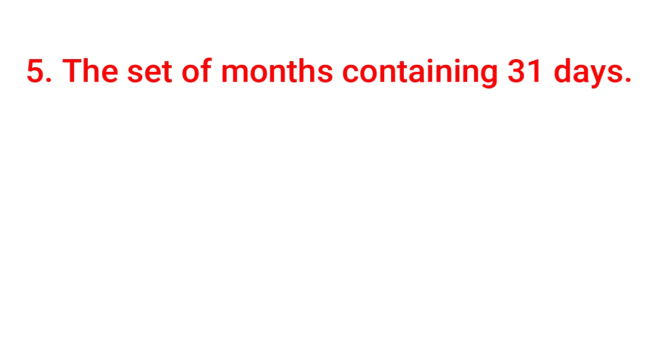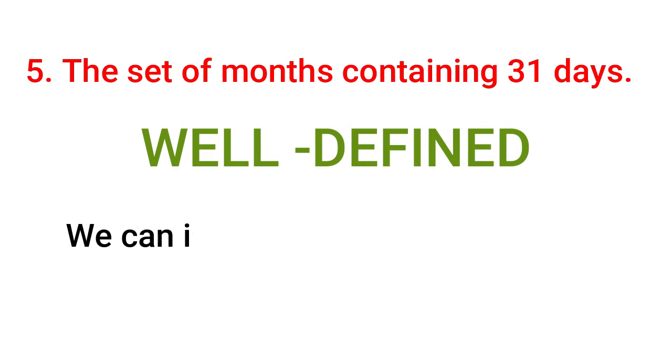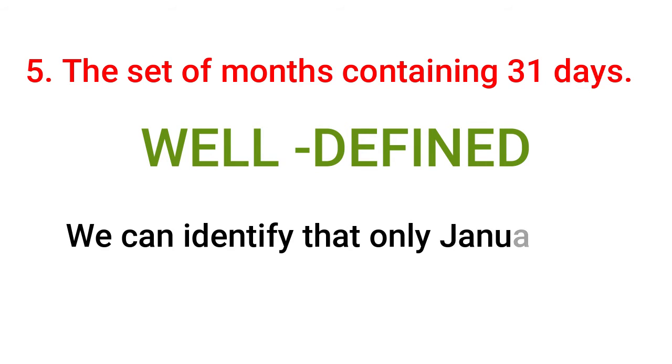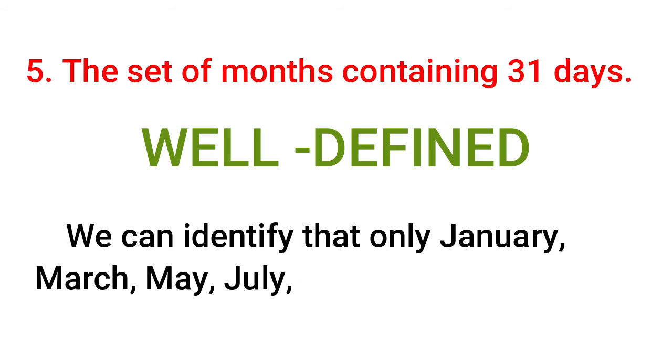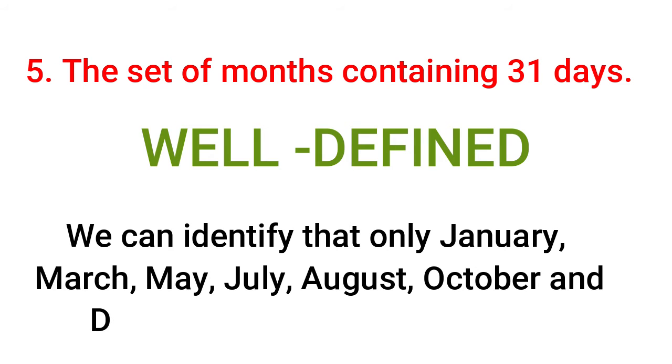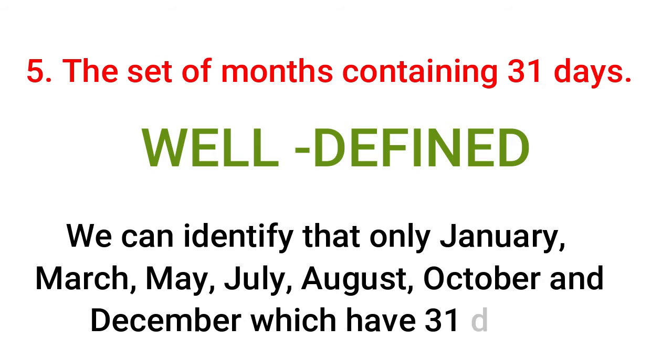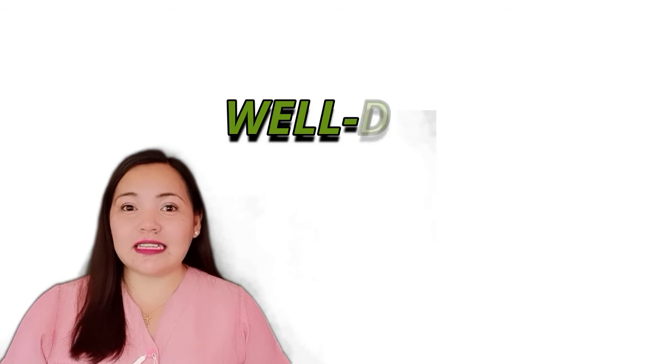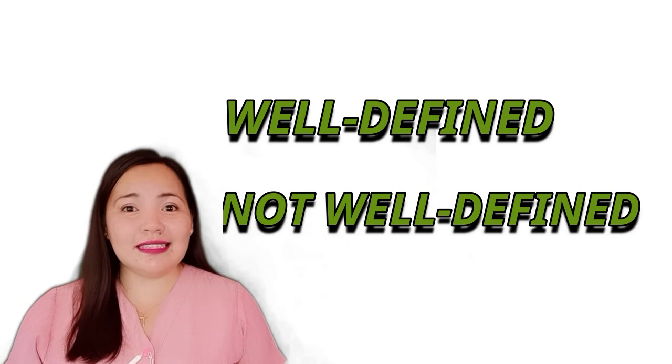Number 5, the set of months containing 31 days. Yes, it is well defined because we can identify that only January, March, May, July, August, October, and December have 31 days. Can you determine now which set is well-defined and which is not?